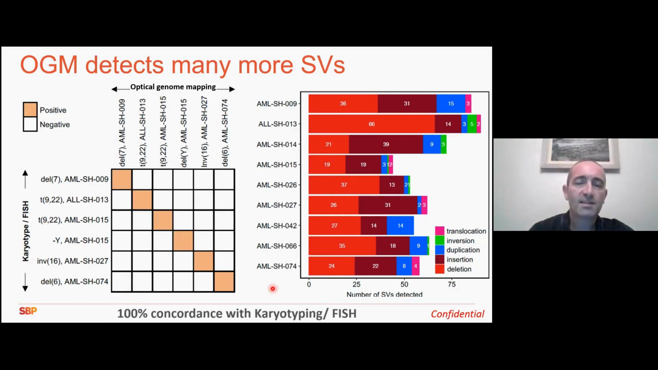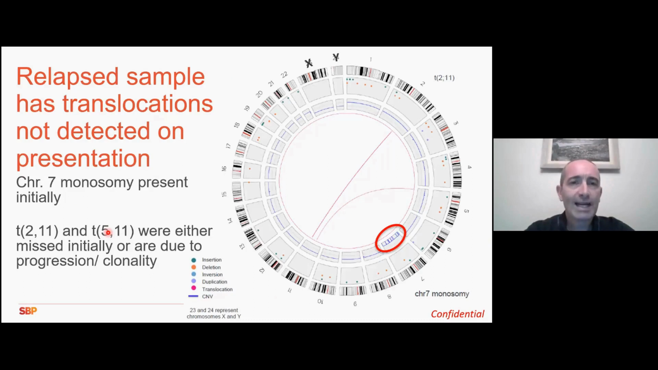This is just one example from one of our relapse samples. We knew when this patient first presented that they had this deletion on chromosome 7. You can see it here in the gene track. And we can also see many more deletions across chromosome 7, which could well be involved in the disease progression.